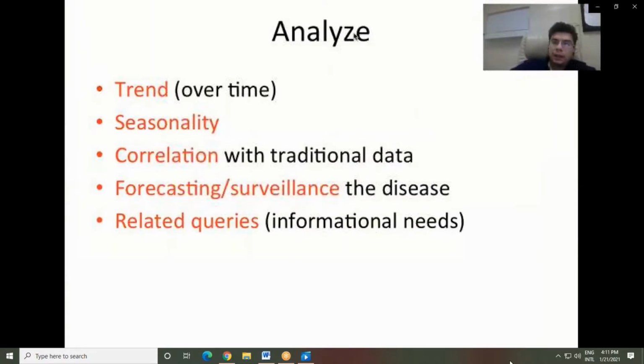Finally, to summarize, we may use Google Trends data to analyze trends of relative search volumes over time. We may also use it to assess seasonality, as we already saw, to correlate internet data with traditional data for forecasting or surveillance or monitoring or tracking the disease. And we may analyze the related queries as to what people searched with this term and what information is actually needed by the public.